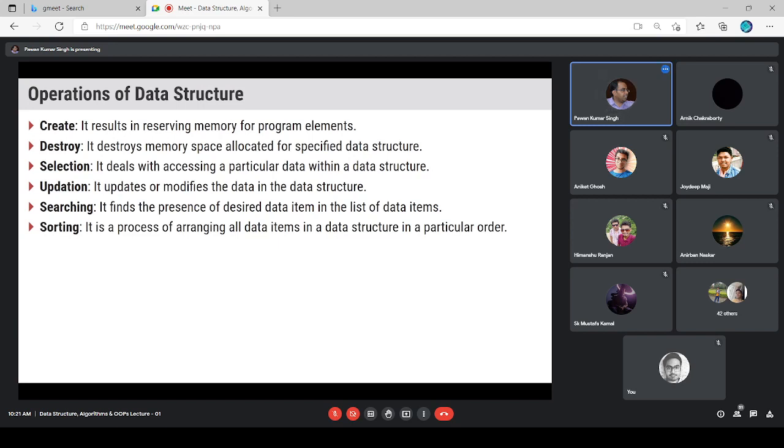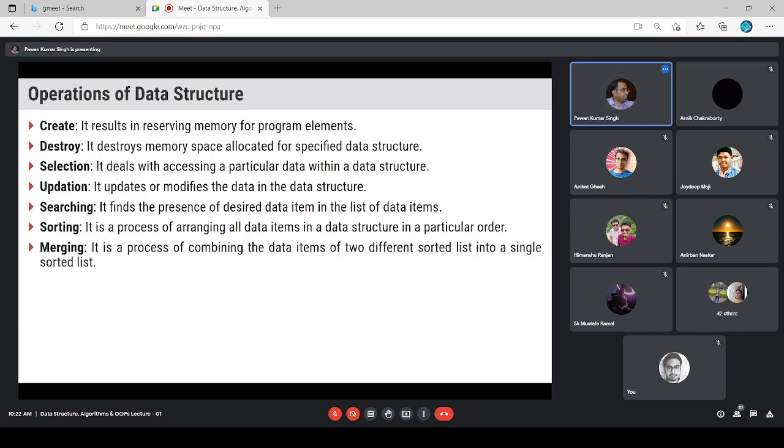Similarly, sorting. Suppose I want to sort the data. Suppose I want the names of those students who have achieved the top three in the previous semester. So you need to sort the marks in ascending order, and after sorting the marks, I will take the top three.